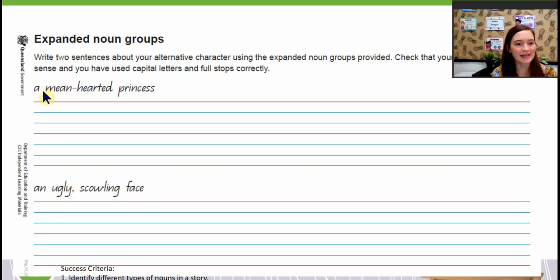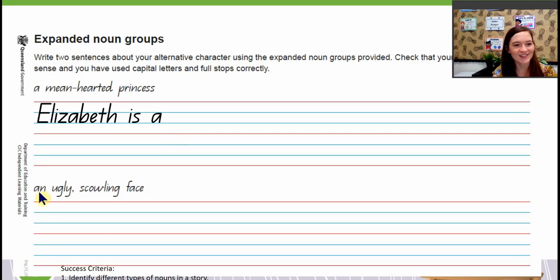Okay, so you've got a mean-hearted princess. You've got to put that into a sentence. Who is a mean-hearted princess? Elizabeth. So you could start it off with, Elizabeth is a mean-hearted princess who does what? Give me a little bit of extra stuff in your sentence. Okay? Or you could start it with an interesting opener. You don't need to start it with Elizabeth is. You could start it with suddenly. You could say one morning. You could say at last. Okay? Think of something interesting to open a sentence with. So, as long as it's got mean-hearted princess, capital letter, full stop in it, you've done a great job.